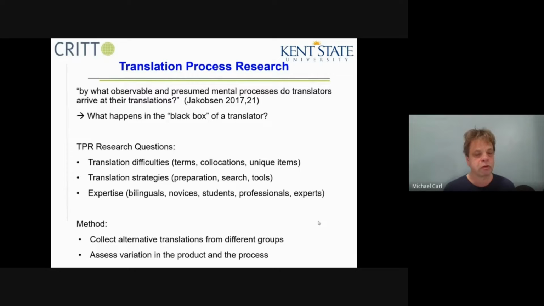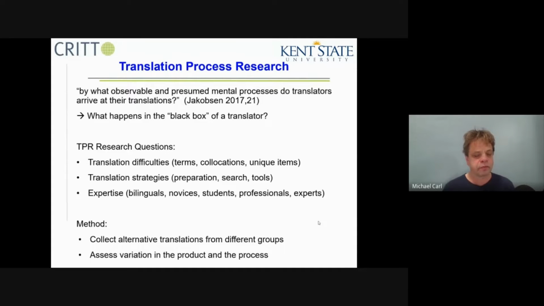How do difficulties show up for them and so on? So the way translation process research has been conducted so far is by looking into the variation of the product and the process. Means what is the variation amongst, for instance, bilingual novices and so on, as compared to more experienced translators. And to get an access to those kinds of variation, we collect alternative translations.